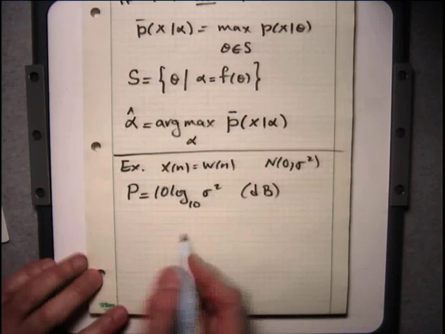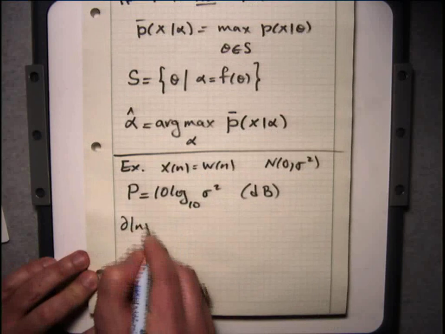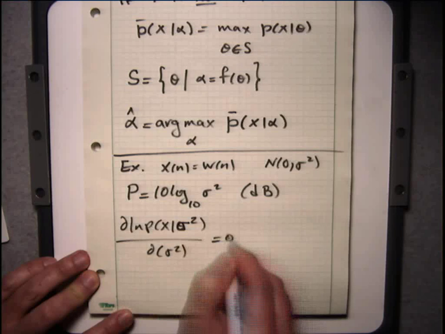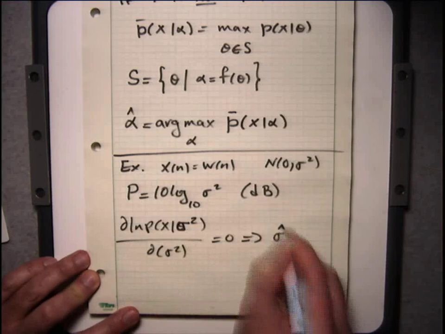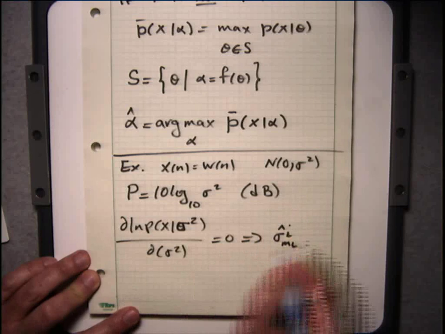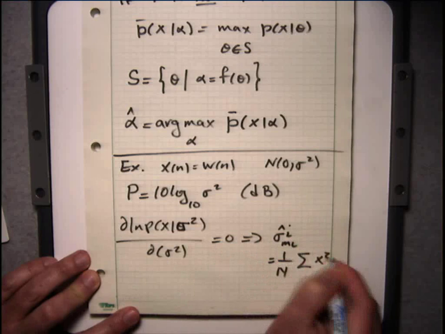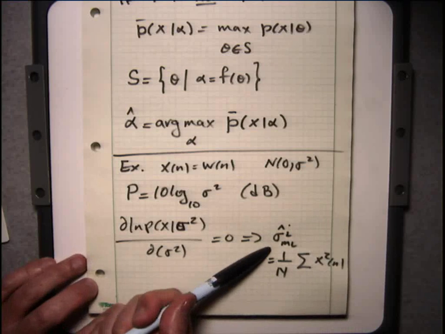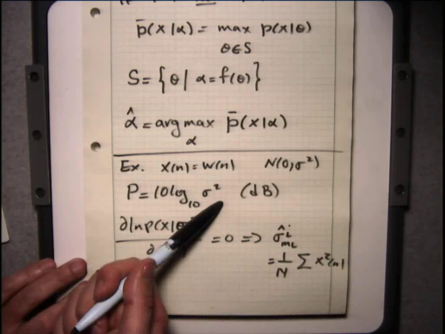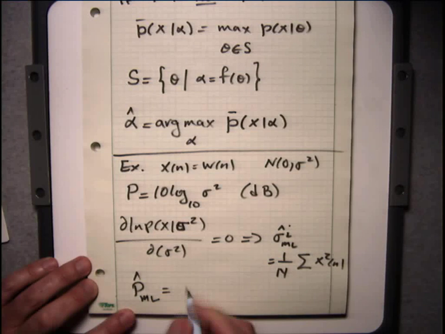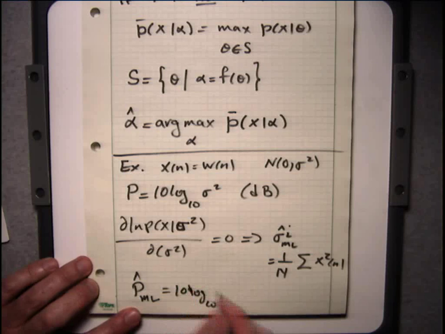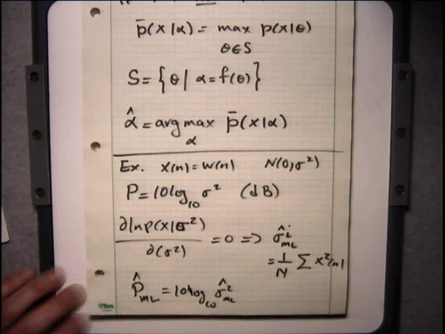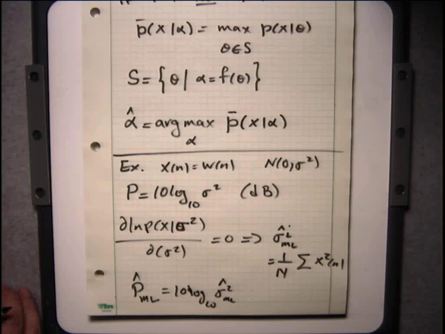Well, if you remember, we did this a little bit before. This is over sigma squared, d sigma squared. You set this equal to 0, and what you get is sigma hat squared maximum likelihood, which is 1 over n summation of x squared n. So this is the maximum likelihood of the noise variance. And then this here is a one-to-one function. So all you have to do is take the maximum likelihood estimate and just plug it in: 10 log 10 of sigma hat squared ML. Okay, any questions?